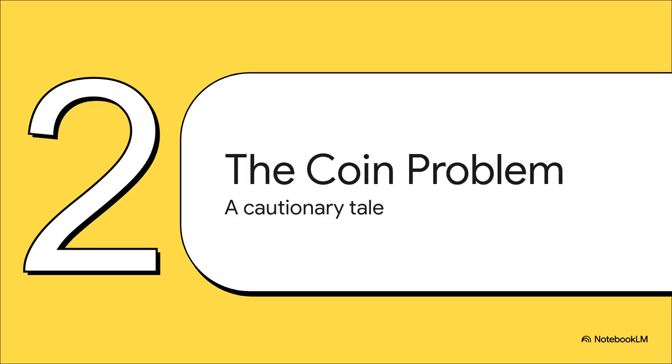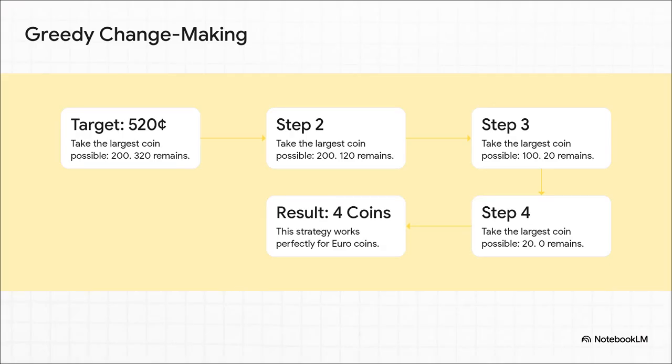Okay, let's put this idea to the test and go back to that coin problem we started with. This is a perfect example to see what we're talking about. So the greedy strategy, your instinct, was probably to just grab the biggest coin you can, right? For 520 cents, the biggest coin is 200. Great, let's take one. Now we have 320 left. The biggest coin we can take is another 200. Now we're down to 120. Next biggest is 100, leaves us with 20, and a 20-cent coin finishes the job. That's 4 coins. And you know what? For the Euro system, that's not just a good answer, it's the perfect answer.